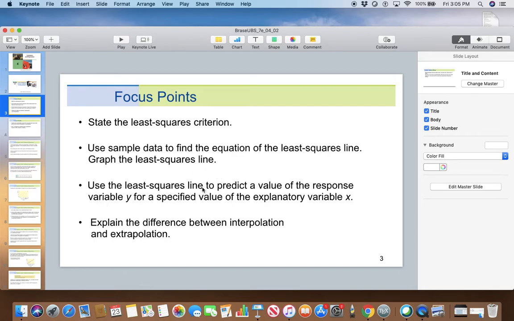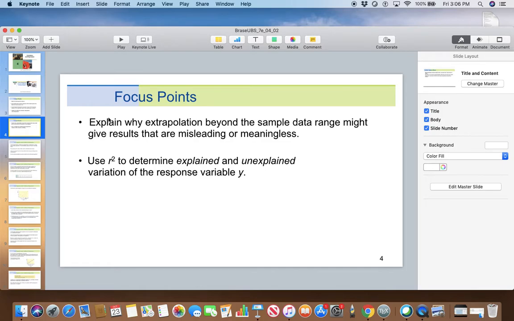Use the least squares line to predict a value of the response variable y for a specified value of the explanatory variable x. So here you are going to predict. Explain the difference between interpolation and extrapolation. Okay, let's see what that means. Explain why extrapolation beyond the sample data range might give results that are misleading or meaningless.